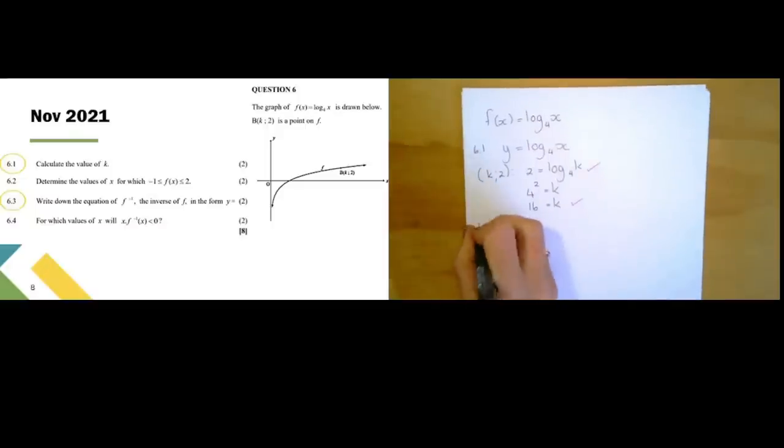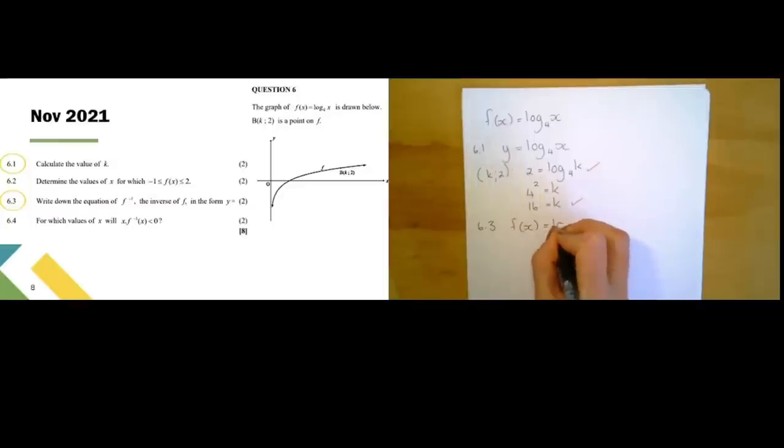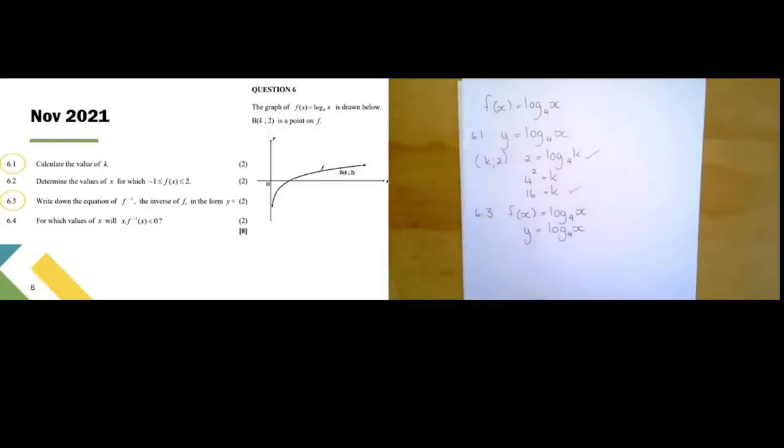Question 6.3. They said, write down the equation of the inverse in the form y equals. So now I've got to write down the equation of the inverse. So let's start by writing down the original equation. f(x) equals log x with a base of 4. What does that mean? y equals log x with a base of 4. They want me to obtain the inverse. What's the first step in obtaining the inverse? It is to swap the x and the y's. So instead of y, I'm going to say x equals log y with a base of 4. So I've swapped my x and my y's.